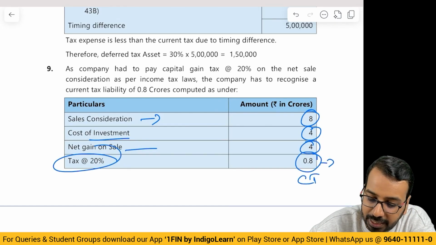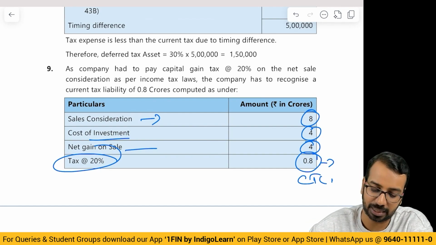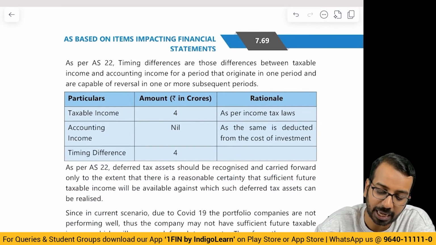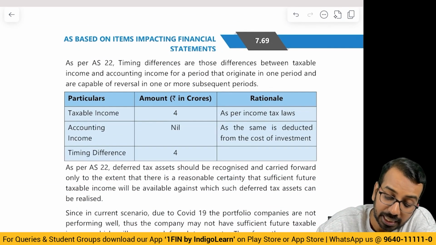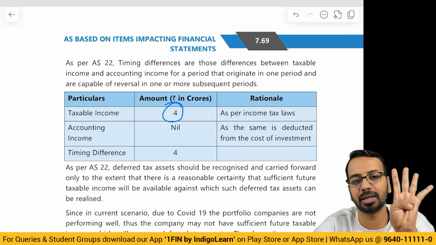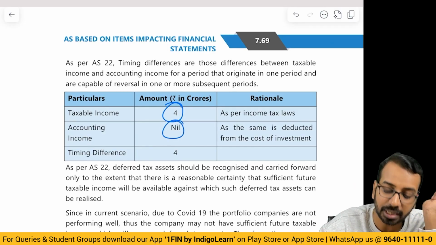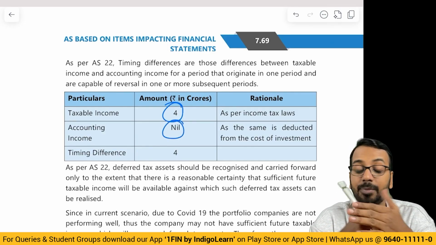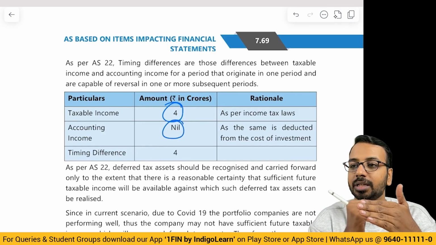Now this is my current tax liability. Then there is a timing difference. What is the timing difference? Taxable income is 4. Income tax is saying you pay on your taxable income of 4. But in the accounting, there is no profit. In accounting, we are saying it is nil because we have reduced it from the cost of investment.